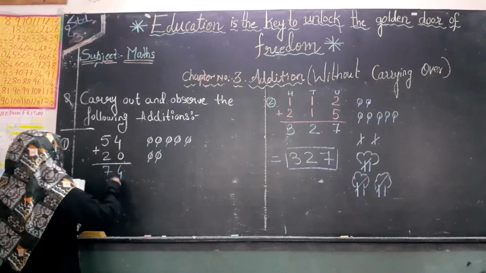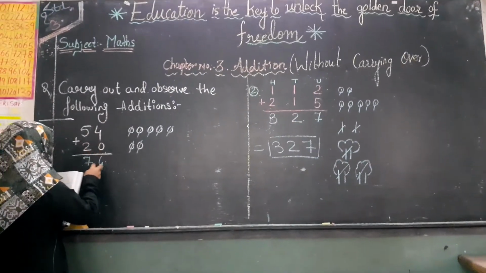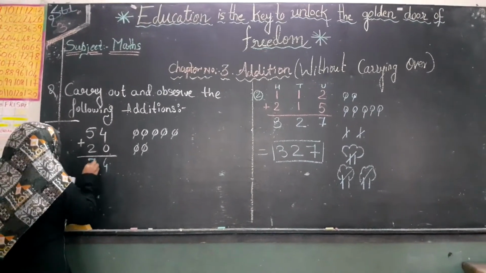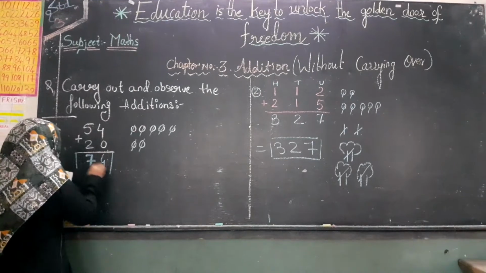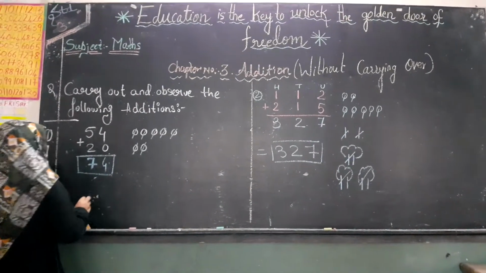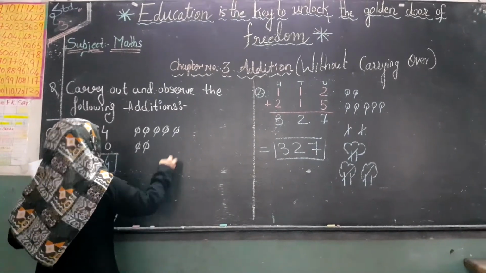Now 4 plus 0 is 4, and 5 plus 2 we got 7. So here 74 is the answer. Understood, students? Okay. Now the next question we will do here.